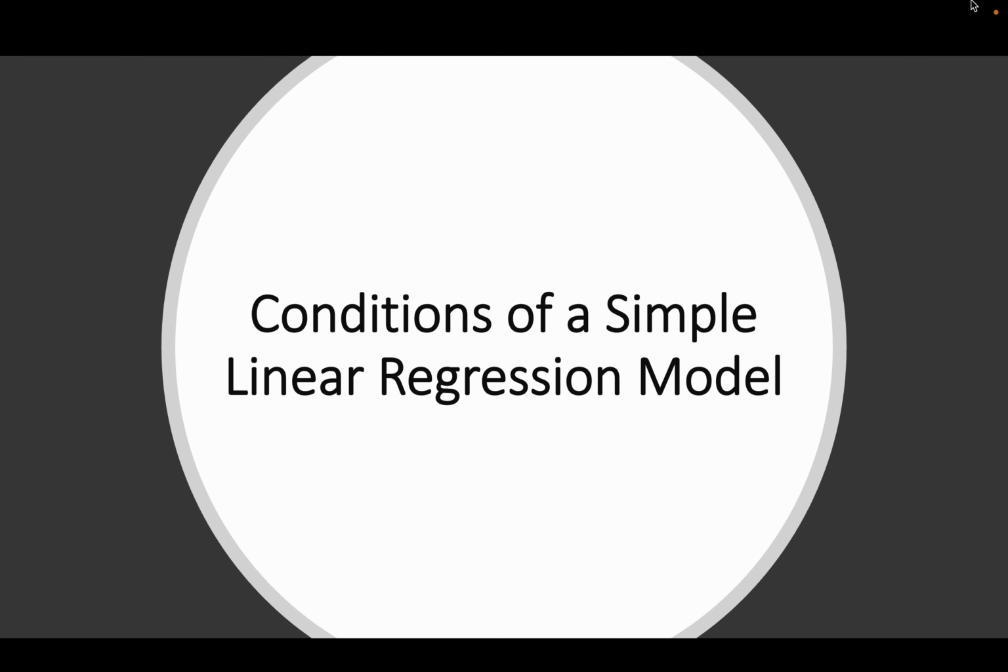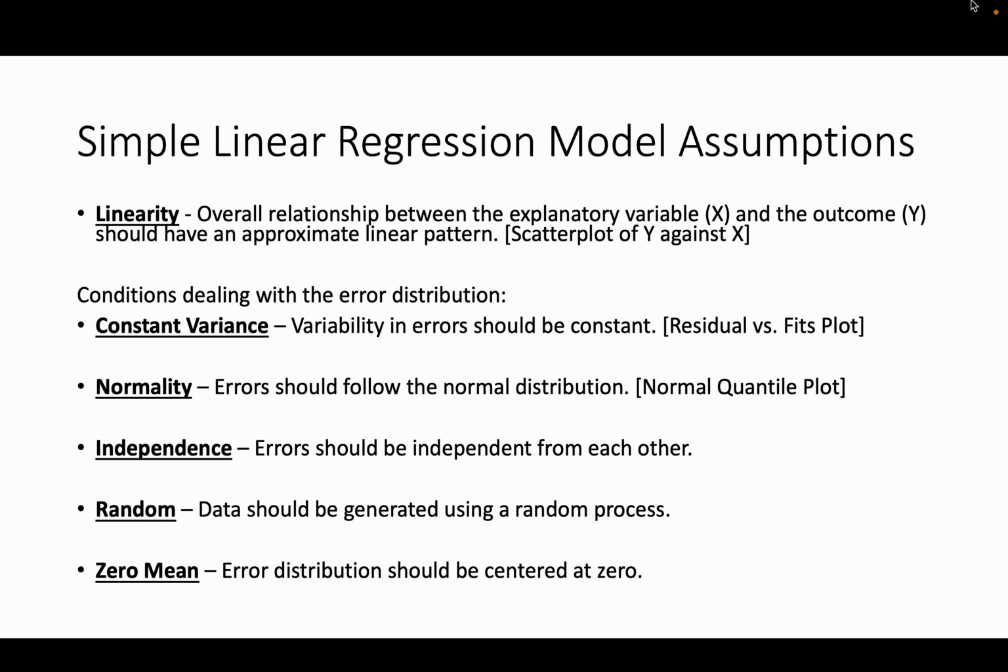In this presentation, we will be covering conditions of a simple linear regression model. The first condition is linearity. The linearity condition states that the overall relationship between the explanatory variable and the outcome has an approximate linear pattern. And we can assess this using a scatter plot of y against x. I have examples of each of these conditions, as well as situations where we have deviations or violations of these conditions, in the subsequent slides that we will go over along with the corresponding code.